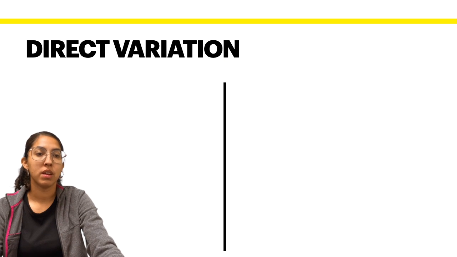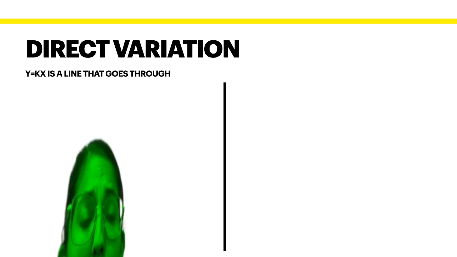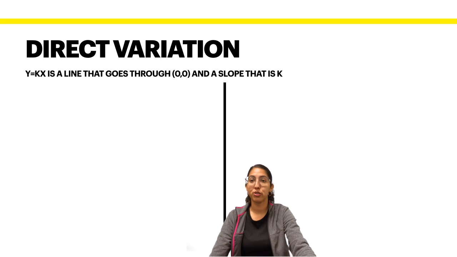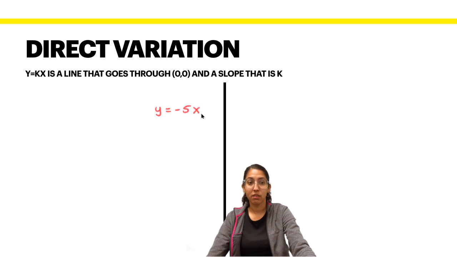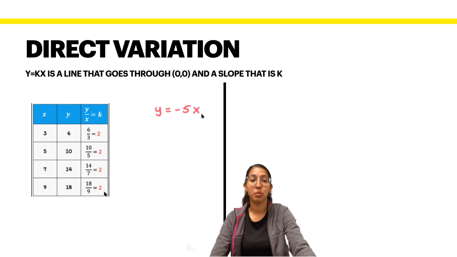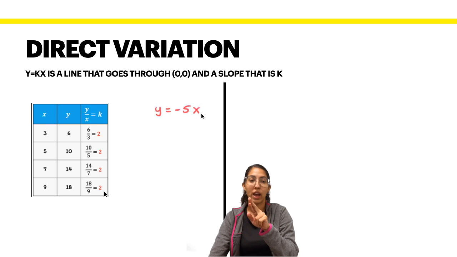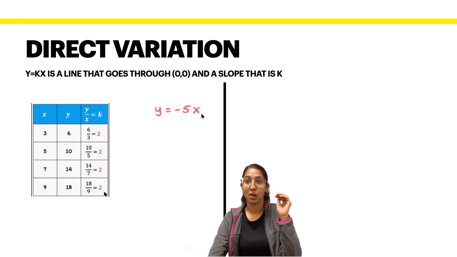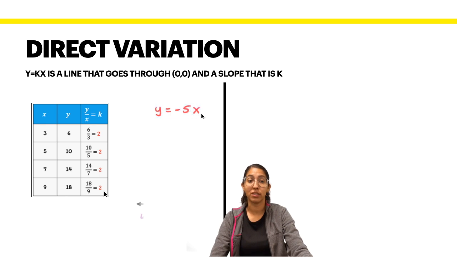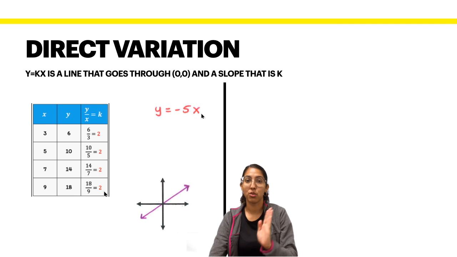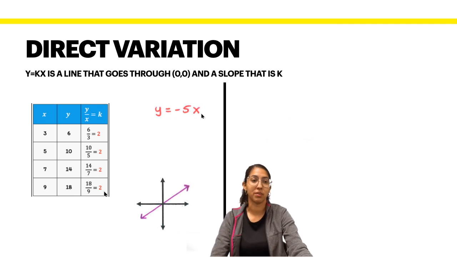So what makes something direct variation? Y equals kx is a line that goes through 0, 0, and a slope that is k, a constant of variation. So y equals negative 5x would be a direct variation. Any table where you can take the y over x and it gives you the same number each time, that's a direct variation. Again, a graph that goes through the origin and is just a straight line, that's a direct variation.